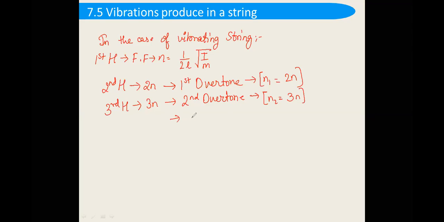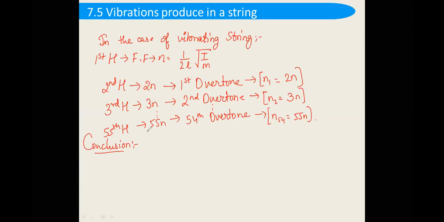Suppose I am talking about the 54th overtone. What should the harmonic number be? Whatever the overtone number is, the harmonic number is plus 1. For the first overtone it is 2n, for the second overtone it is the third harmonic. So the 54th overtone will be the 55th harmonic, and this will be 55 into n. That implies n54 is equal to 55 into n. Okay, so let us write the conclusion.